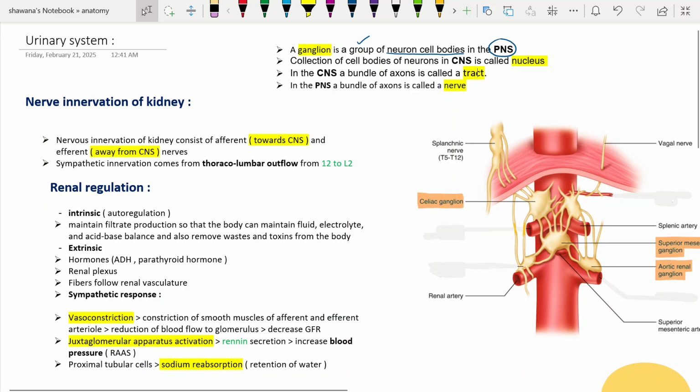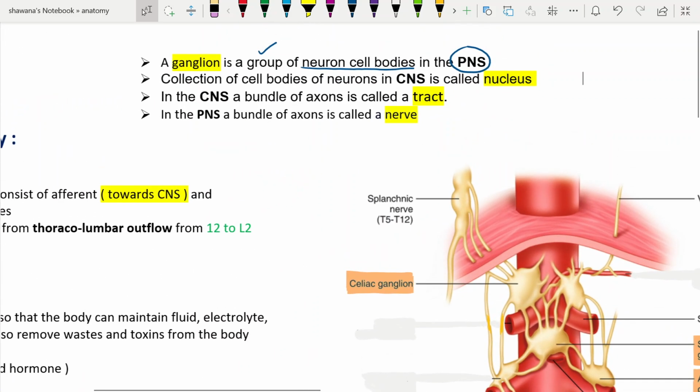First of all, there are some terms, like four terms, that students get a bit confused about when it comes to the nervous system. There are two types of systems: the peripheral nervous system outside the brain and spinal cord, and the brain and spinal cord itself, which are called the central nervous system. If there is a collection of neuronal cell bodies in the peripheral nervous system, it is called a ganglion. Ganglia are groups of neuronal cell bodies in the PNS, like the dorsal root ganglion, celiac ganglion, and ciliary ganglion. There are many of them. Just remember: peripheral nervous system.